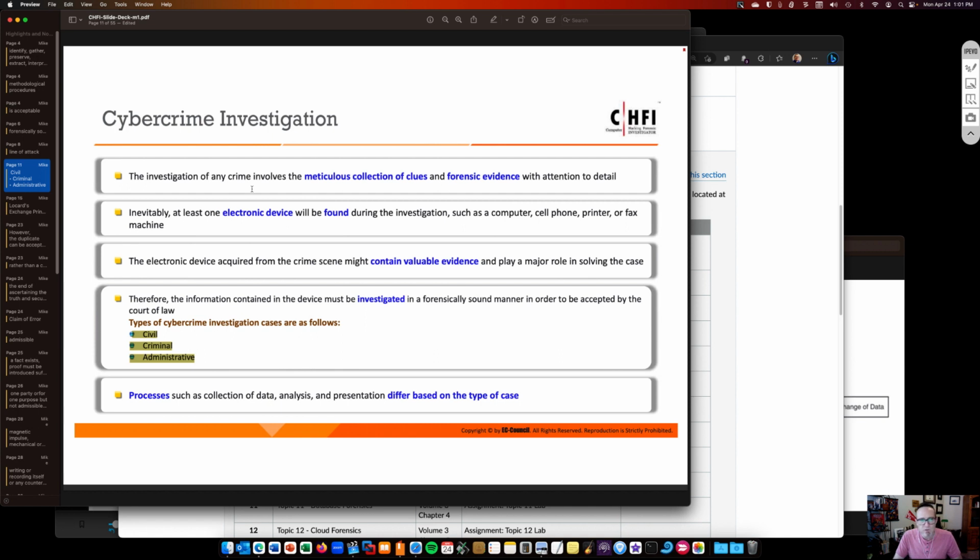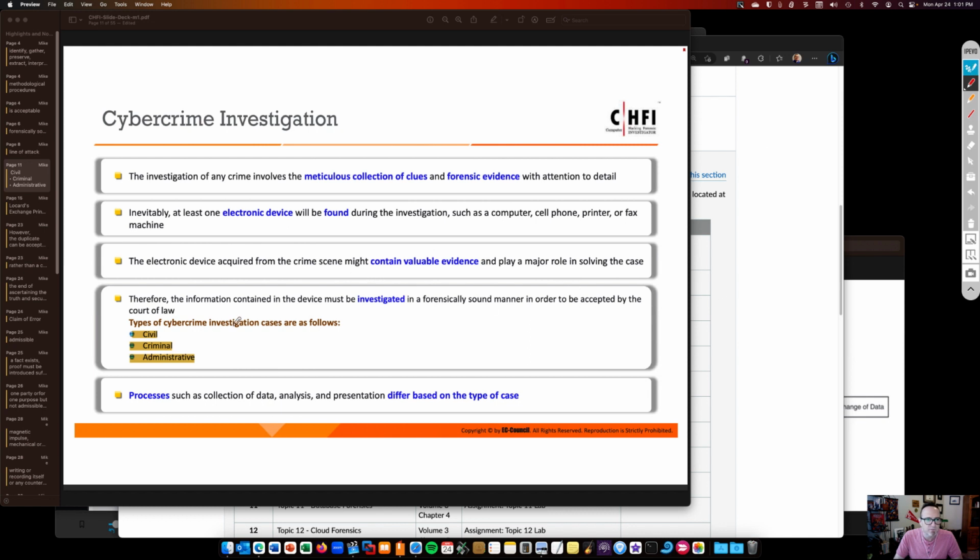So, the chapter goes into some other stuff here. Meticulous collection of clues and what it is. But this is a good one right here. It's important to figure out that not everything you're doing here is criminal. I know we think CSI, criminal activity. That's definitely the first thing that comes to mind, something working with authorities. However, there could be civil. Some of the stuff could be a civil crime.